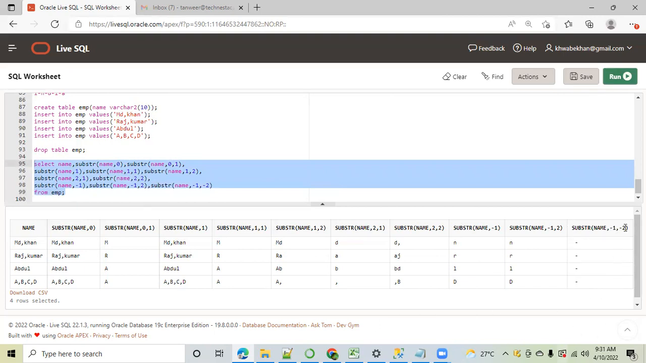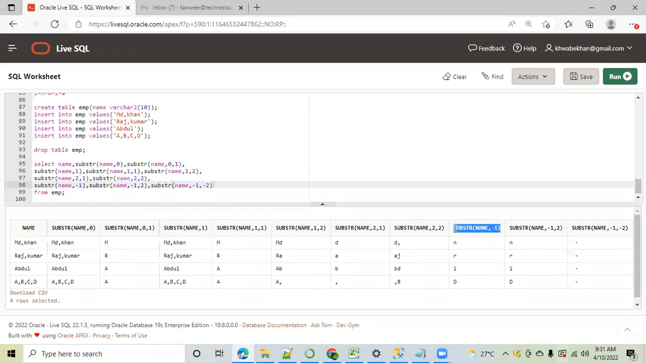So what about this -1, -2? You're getting only blank spaces here, nothing is coming. Any idea what is happening here? Till here, I think this is clear. All things are clear. Any question here? These all are okay, the -1. See, the problem is okay.